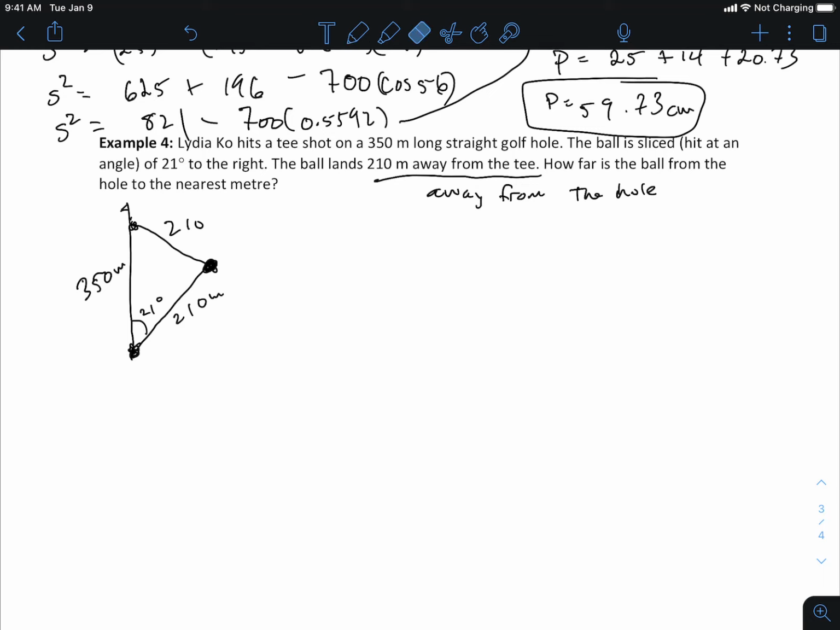Okay. Now pretend Lydia Ko in tournament play doesn't have a rangefinder like Mr. Mackay has.